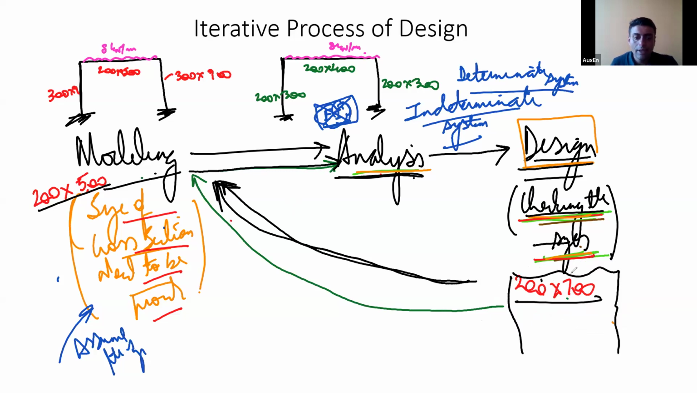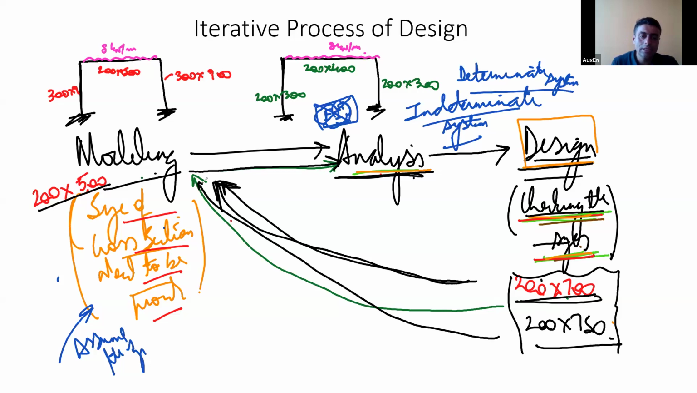Then maybe I may find that even the size 200 by 700 is not working. Why is it not working? Because my analysis results have now changed, meaning thereby that even 200 by 700 is not working. So maybe I will have to change it to, let's say, 200 by 750. Go back to modeling, change the size to 200 by 750.